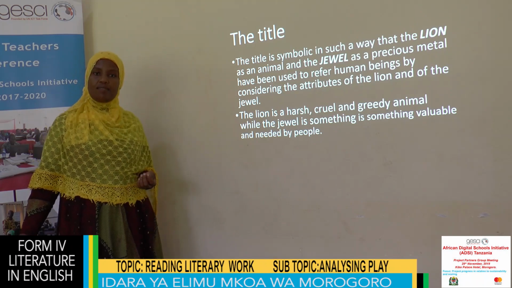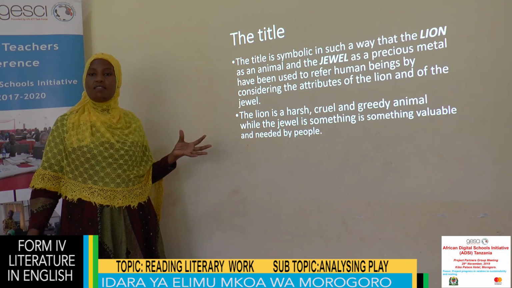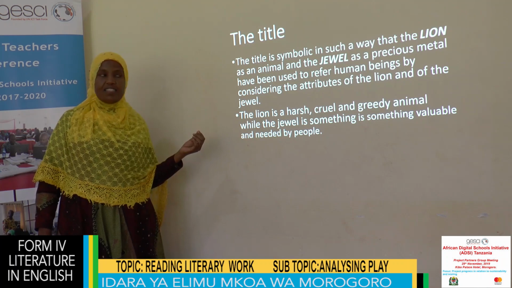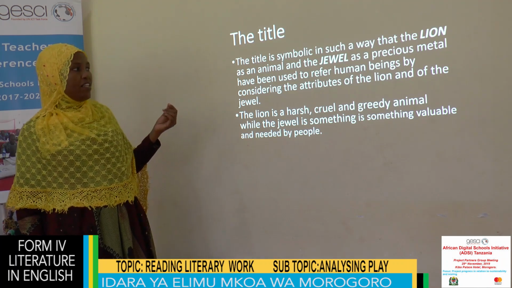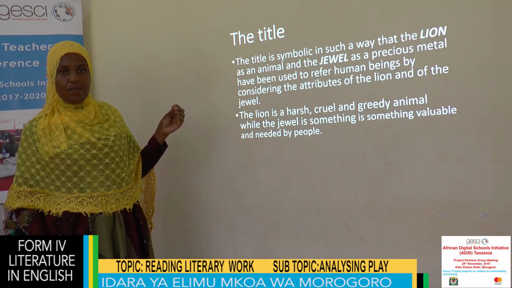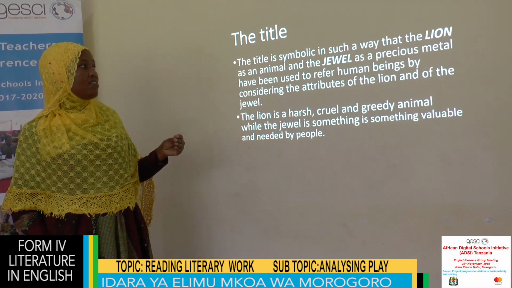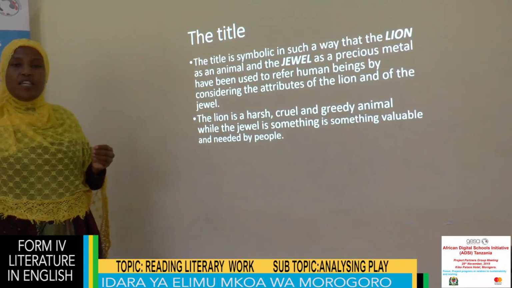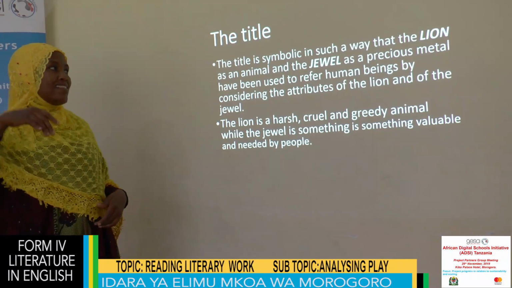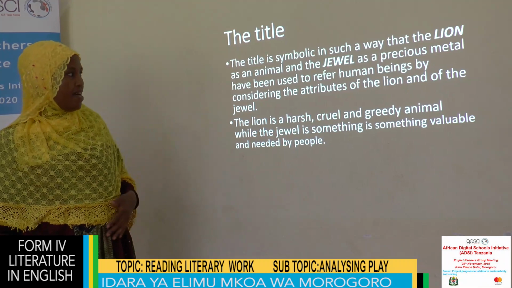Starting with the title, class, dear viewers and students, the title is The Lion and the Jewel. It's said that this title is symbolic. Let's refer to the word symbolism. When the author or the playwright decides to use symbols, that means he uses objects that are assigned to take an attribute or to carry an abstract idea.